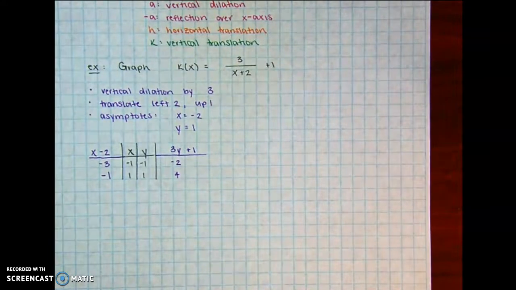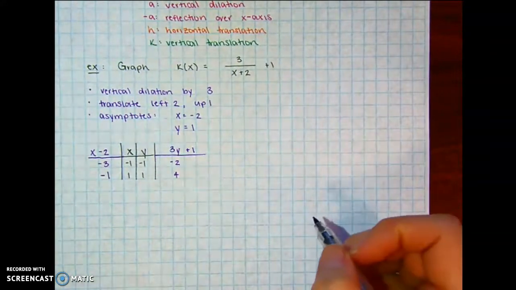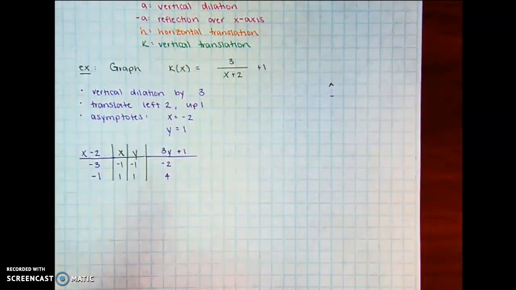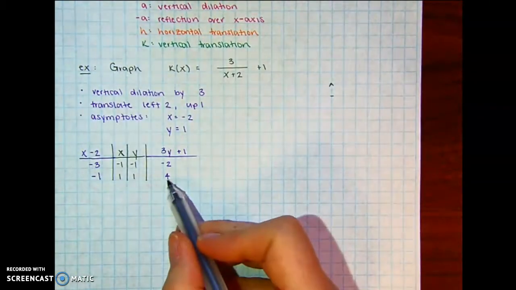Okay, so now I'm going to make a coordinate plane and graph. I'm going to go up to 5. I always like to go one higher.